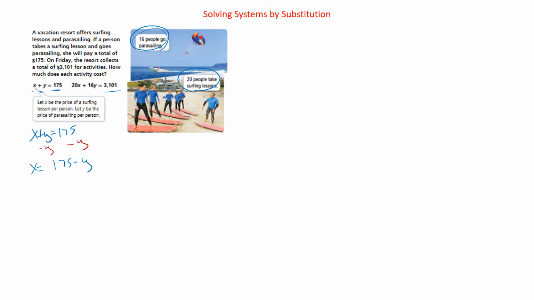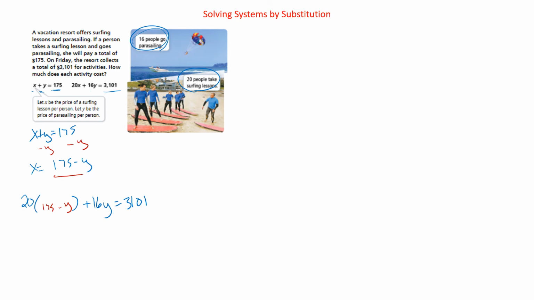With a little bit of practice and experience, though, you look at the other equation, we have 20 times x plus 16 times y equals 3101. And then we can plug in what x was, which was that 175 minus y. Why would I choose x instead of y? I'd rather multiply it by 20 than by 16. That's really the only reason to pick x over y in this case. Multiplying by 20 is just a little bit easier.